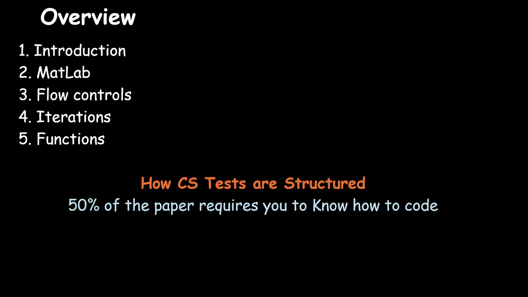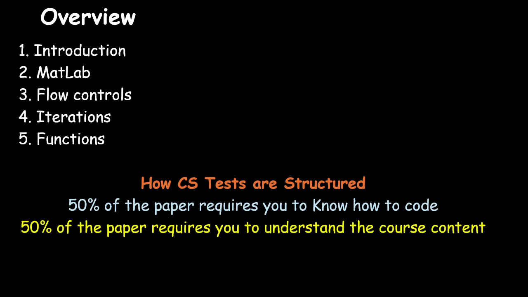50% of the paper requires you to know how to code, so get a basic idea of how to write code. The other 50% of the paper requires you to understand the course content. Like they ask you to define something. What is the waterfall model? Describe its stages. What is a bug? What are the classes of a bug? What are the importances of functions? Those things you get to write and describe.